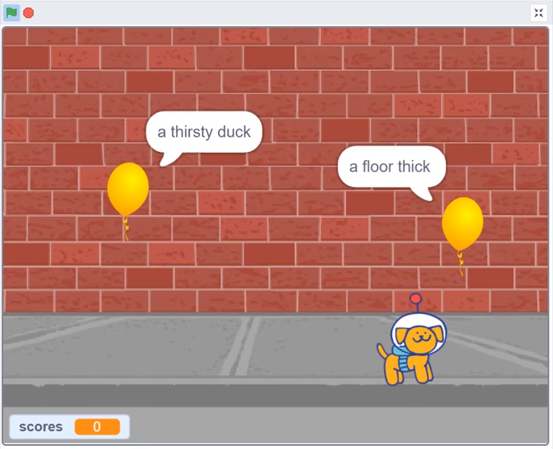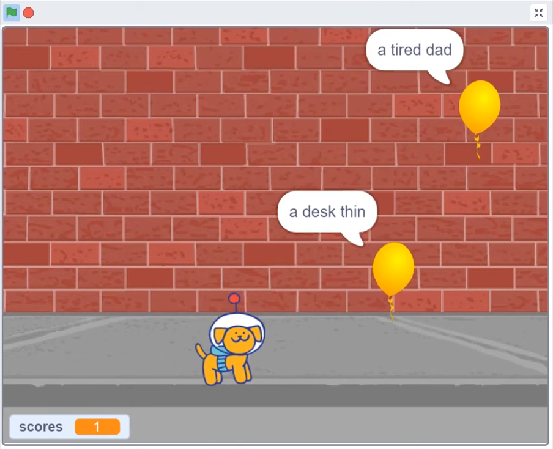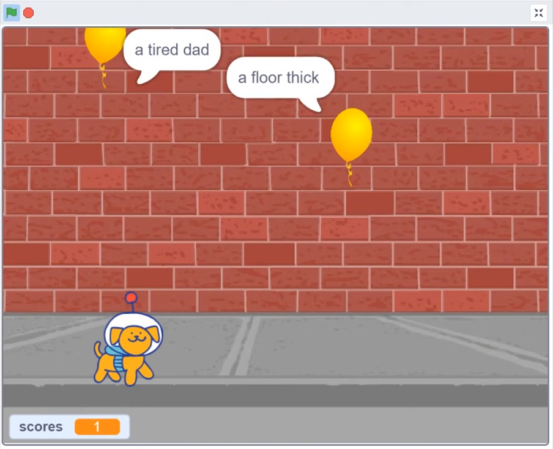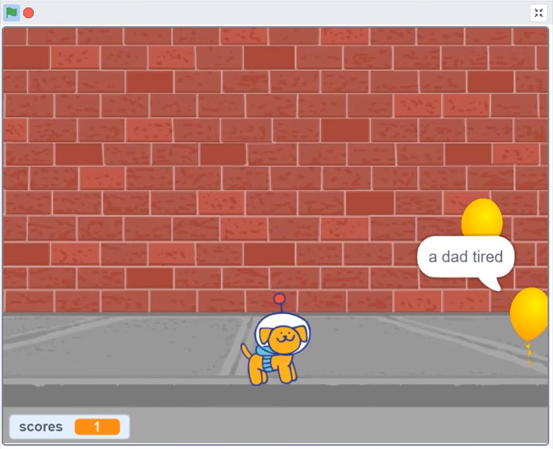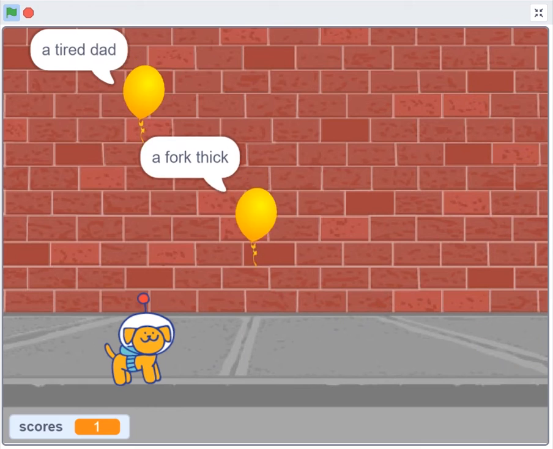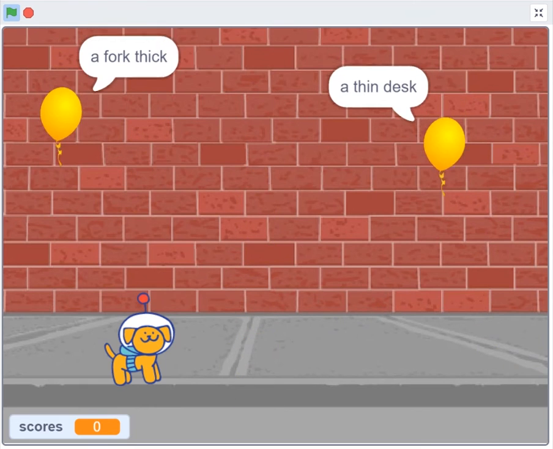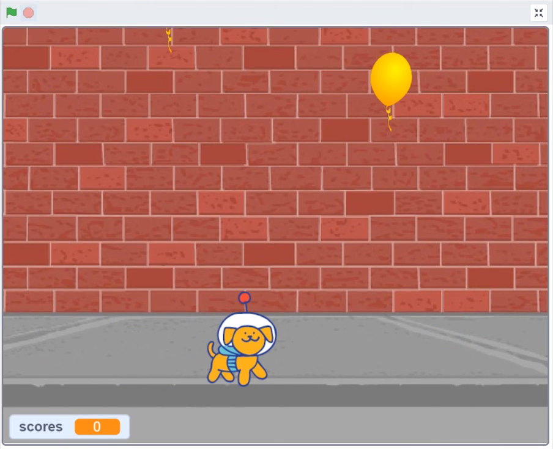A fork thick. See, I gained 1 point on the scoreboard. I got 1 point. And if I click "tired dad", I lose 1 point, because tired is the adjective and that is the noun, which means the adjective comes first. Okay, let's play the game.